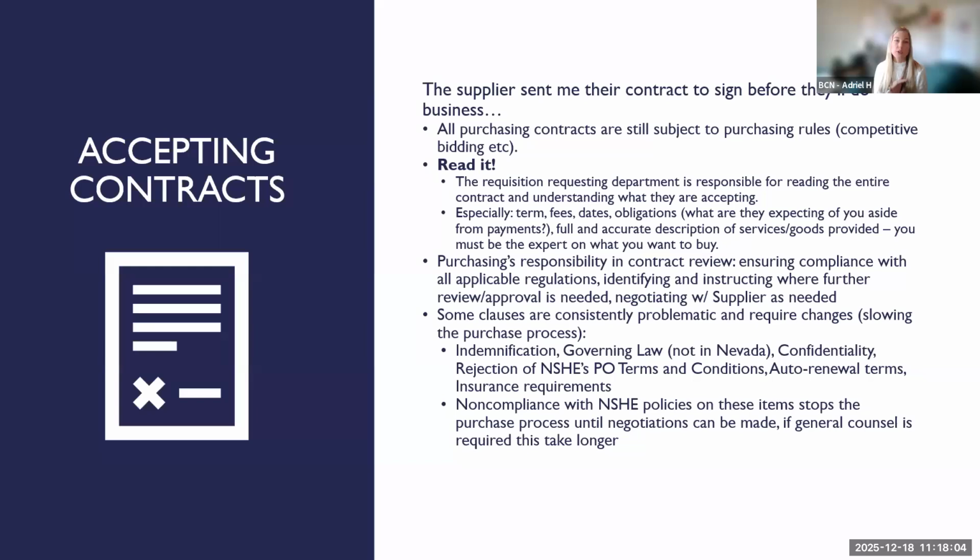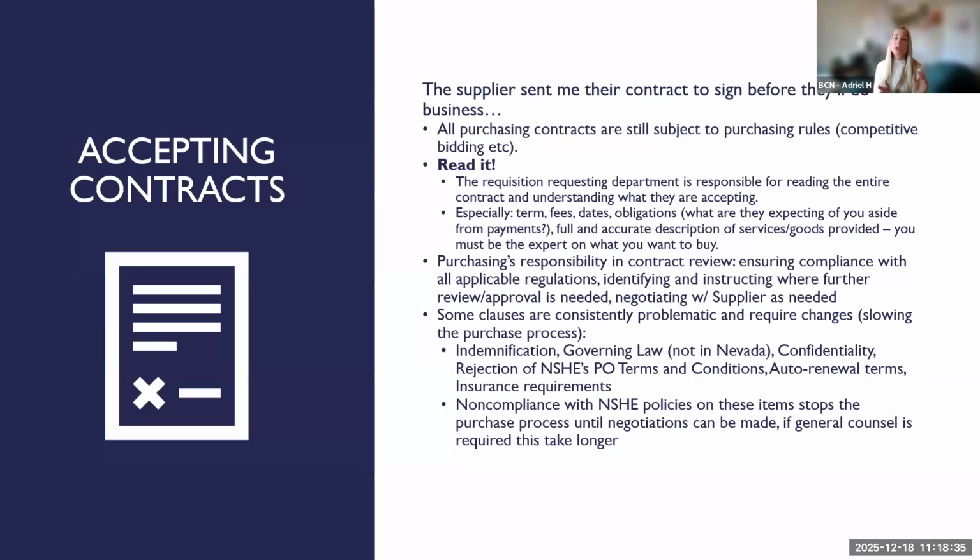The first rule for you is read the contract. The department is the one responsible. Your department will be fiscally responsible for the contract, even though you're not the authorizing signature on it. By you sending it and requesting it, you're saying you've reviewed it and you agree to the terms. Purchasing will review for compliance within certain policies, but we're not the ones making the business decision on everything inside of that contract. That's really your department's responsibility.